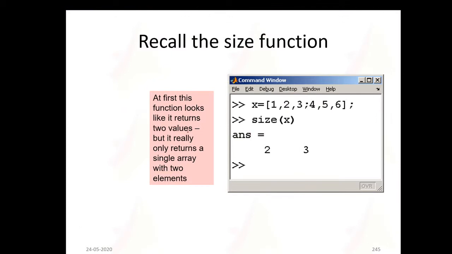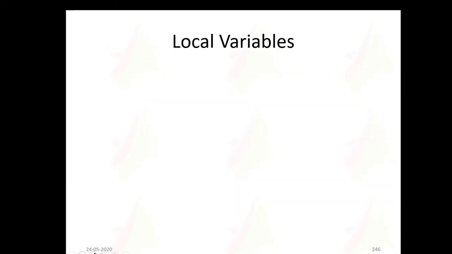You can see the function of x, the size command. The function looks like it returns two values, but it really only returns a single array with two elements, two rows, three columns. Don't take it as two values. The size of x is two rows and three columns. This is another built-in function.